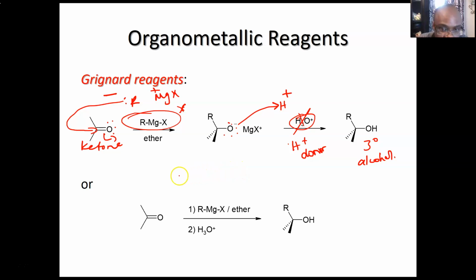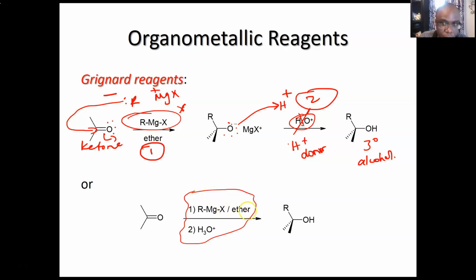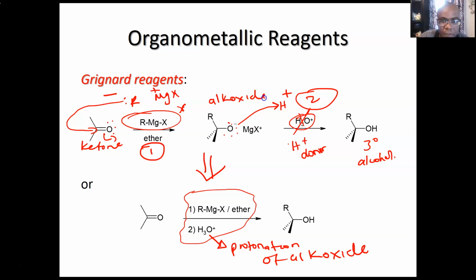So you see how in step number 1 you do the Grignard, and then in step number 2 you acidify. We can list the 2 steps under one arrow. So what is represented up here is just what's down here. The second step here is just protonation of the alkoxide. And this one here is the alkoxide. Of course, you see the O minus there.